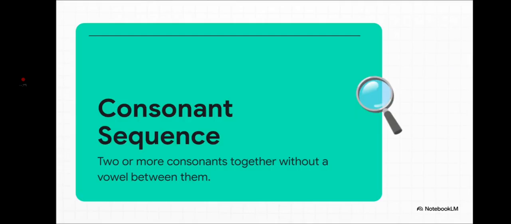So what are we actually talking about here? A consonant sequence, or a consonant cluster, is really simple when you break it down. It's just two or more consonant sounds all jammed together, with no vowel to give your tongue a break. You know, like the spr in spring, the xts in texts, or the skr in scream.